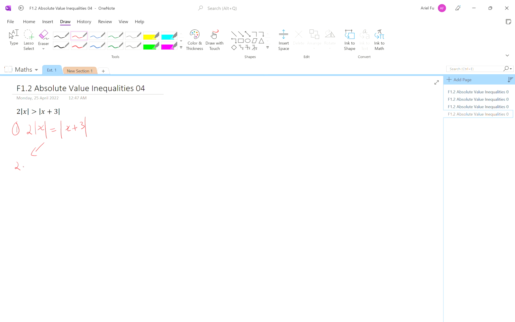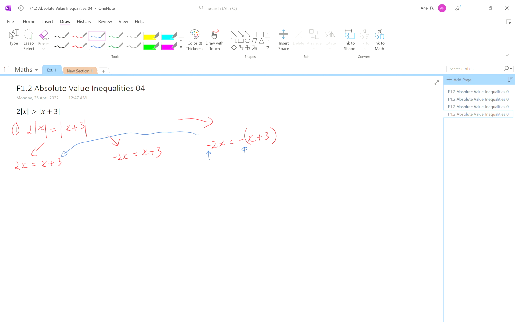One is 2 times x equals x plus 3, for when both functions are positive, or it can be 2 times negative x, which is negative 2x, equals x plus 3. Now, question: do I have to consider when both functions are negative? Well, the answer is no, because if both functions are negative, the negative here and the negative here will cancel out to give me the same scenario as this.